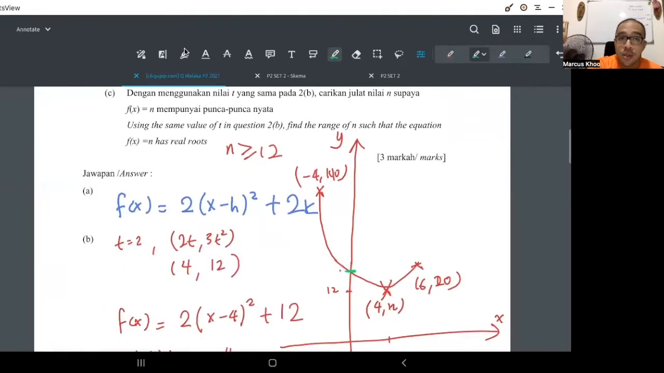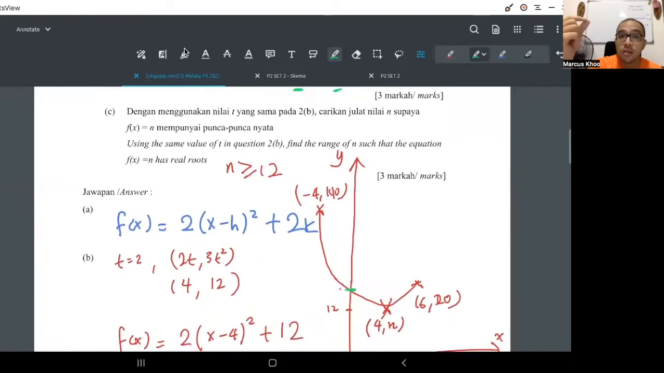Okay, C. Using the same value of T in question 2B. Okay, guna soalan yang sama. Find the range of N such that the equation f(x) equals N has real roots. Sorry. Okay. Real roots, when we see real roots, then we need to say that b squared minus 4ac is more than or equal to 0. So dua-dua adalah real. It doesn't say real and different or real and the same lah. It just says real. So you have to put the equal sign, okay, because it is real.